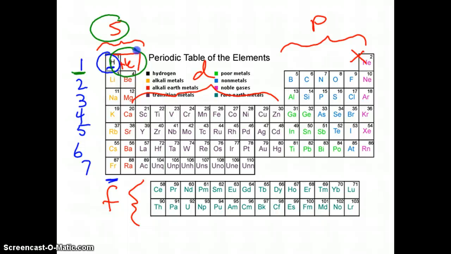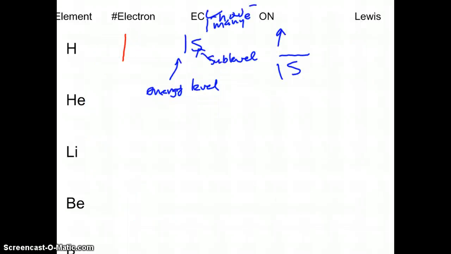So let's see how we're going to write this. Helium has 2 electrons. It's still found in the first energy shell, in the s subshell, and there are 2 electrons.